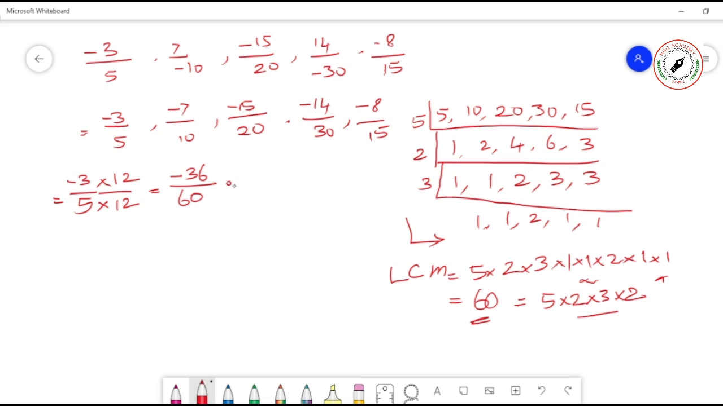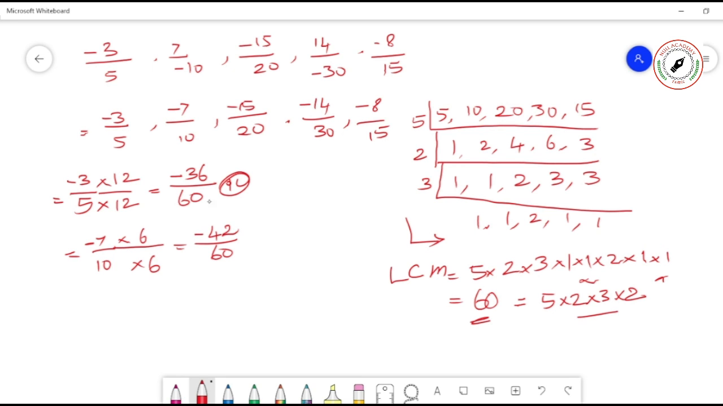This is the first equivalent number. Then come to the second number. What is the second number? 7 by 10. Now I transferred the minus to the top, you know. Here you need 60. So 10 6s are 60. So 7 6s are 42. Minus 42.